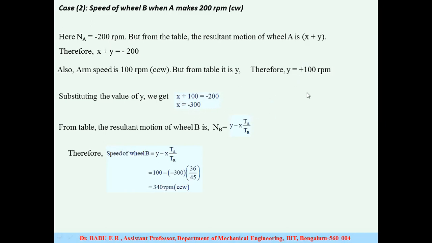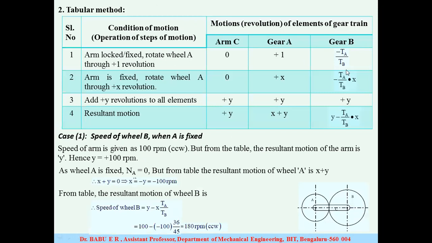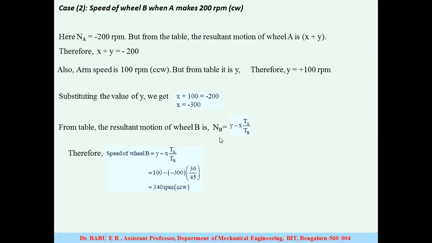Once you get the values of x and y, you have to find out the speeds of the remaining gears. So we have to find out the resultant motion of wheel B. From the table, the speed of gear B is y minus TA by TB into x. You just substitute the values: y is 100, x is minus 300, TA is 36, TB is 45. Simplify this, and we get 340 rpm. It is a positive value, so it is in the counterclockwise direction.